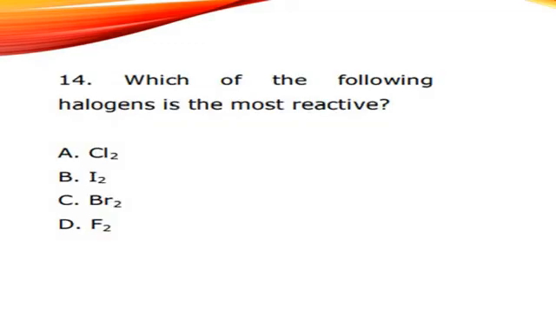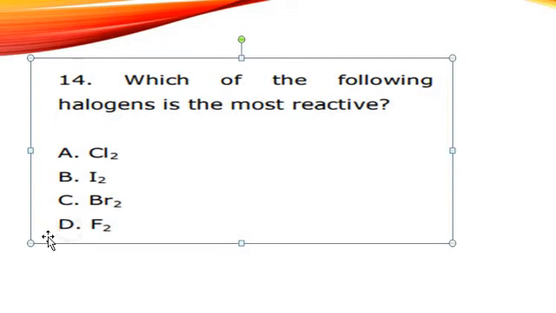Next is question 14, which says which of the following halogens is the most reactive? Among our options, we have A, chlorine, B, iodine, C, bromine, and D, fluorine. Your answer here is fluorine because it has the smallest radius and it's the most electronegative among them. Therefore, it's the most reactive. So our answer here is D.